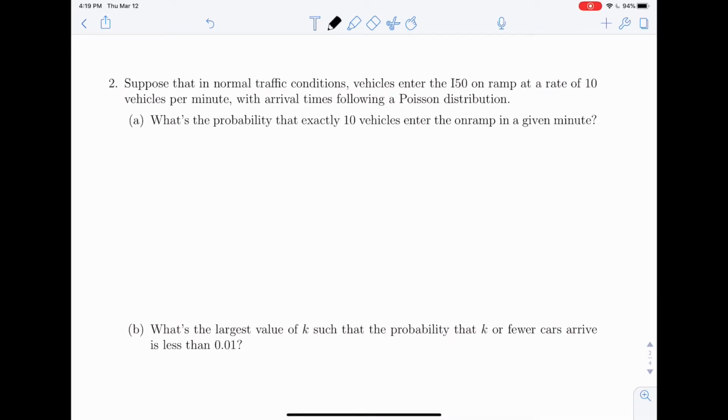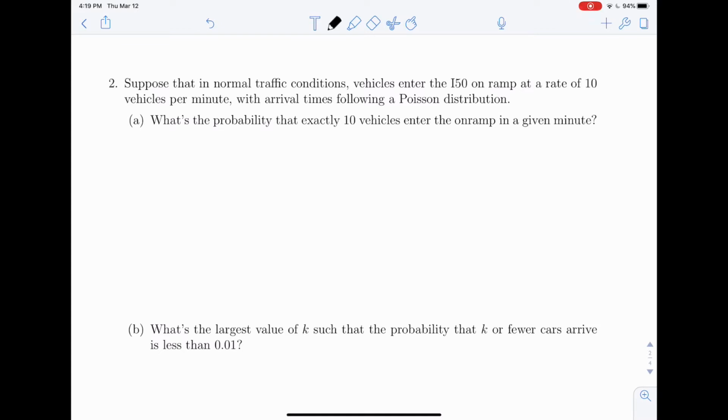We're back at the Poisson worksheet, version 1.1, question 2. So here we're actually going to apply the Poisson distribution to a word problem. The problem is, suppose that in normal traffic conditions, vehicles enter the I-50 on-ramp at a rate of 10 vehicles per minute, with arrival times following a Poisson distribution.